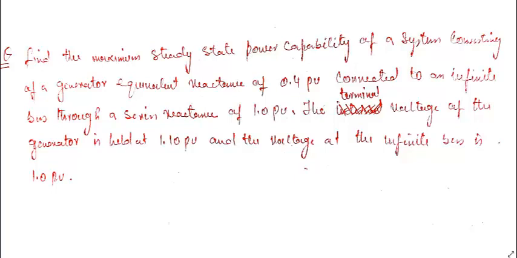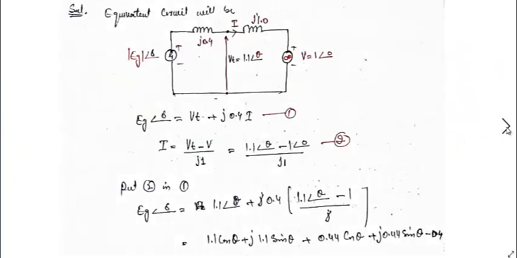So let's start. Find the maximum steady state power capability of a system consisting of a generator whose equivalent reactance is 0.4 per unit connected to an infinite bus through a series reactance of 1.0 per unit. The terminal voltage of the generator is held at 1.10 per unit, and the voltage at the infinite bus is 1.0 per unit. So the equivalent circuit for this system can be shown like this.